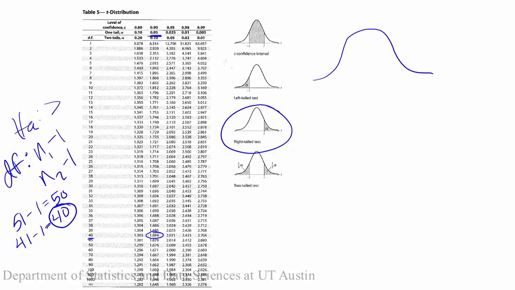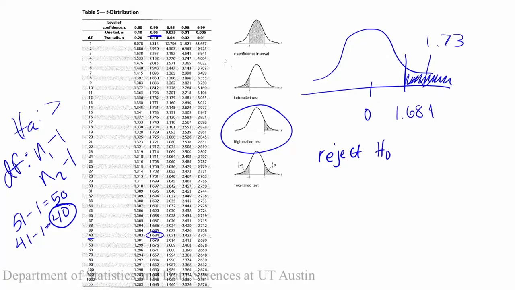Drawing out the null distribution, we see our critical value is at 1.684. Our t-statistic was at 1.73. Remember, 0 is in the center of our distribution. So our t-statistic of 1.73 is more extreme than our t-critical. Therefore, we can conclude that we can reject the null hypothesis, and we can state that female college students do sleep significantly longer than male college students.